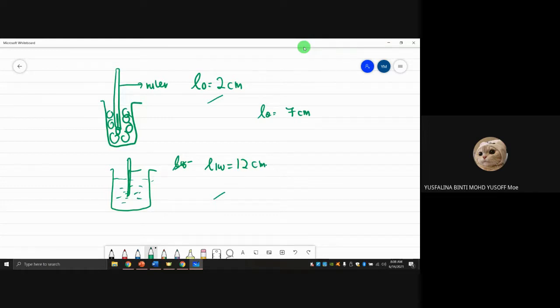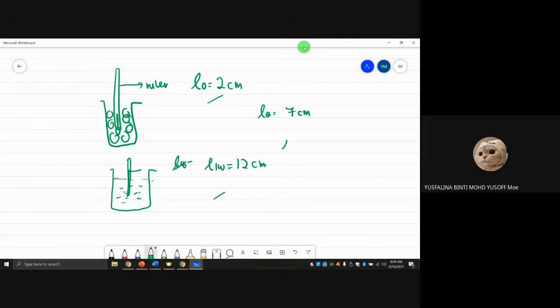Then I put it in liquid X, and I see the length of the mercury is 7 cm. So I already have three pieces of information. Based on these three pieces of information, I can calculate the temperature of liquid X by using the formula.